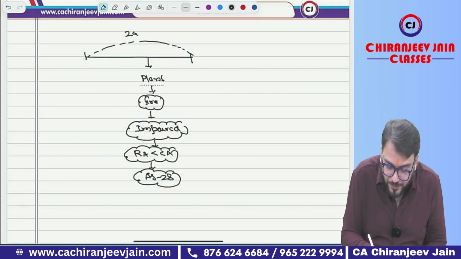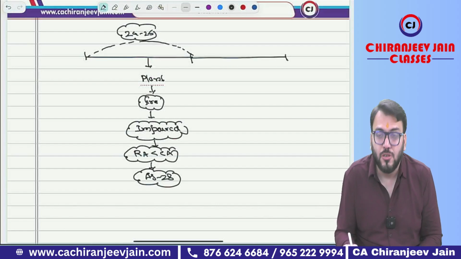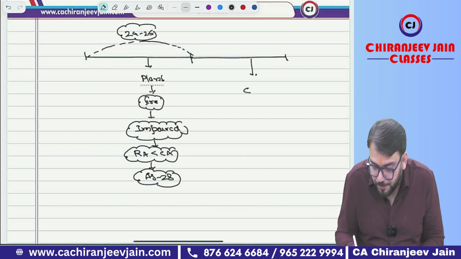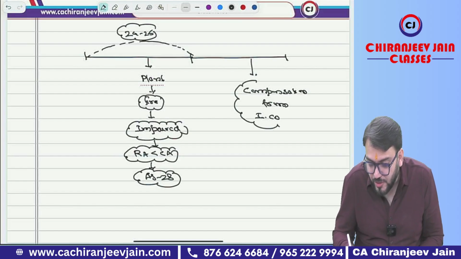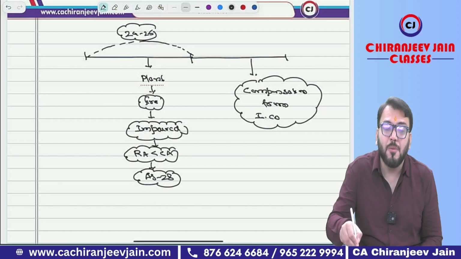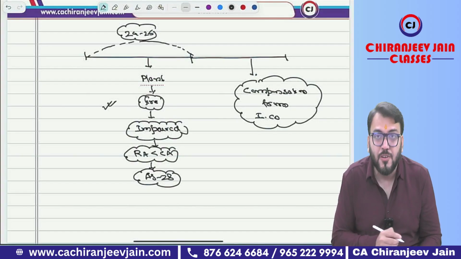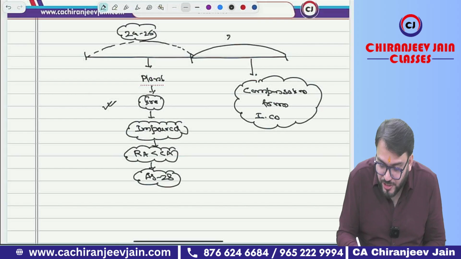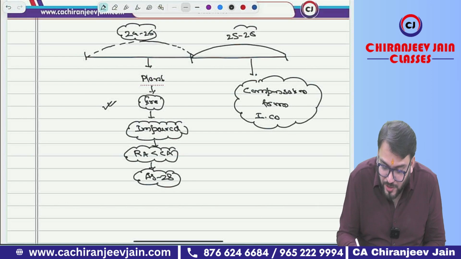Suppose this is 24-25. Now what happened? Because this plant was insured, you have received some compensation from the insurance company. Quite possible. It means it is compensation from a third party for the item of PPE which got impaired. Now the question is that the impairment loss was charged to PL in the first year and you got compensation in the second year. So will this compensation be transferred to PL in the first year or the second year?